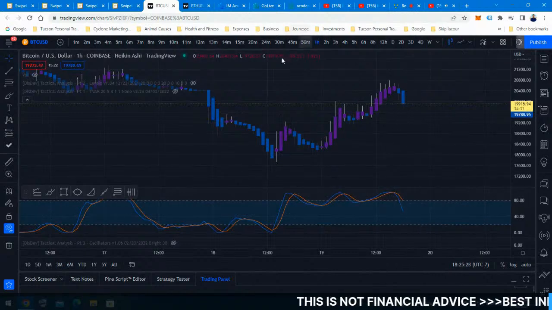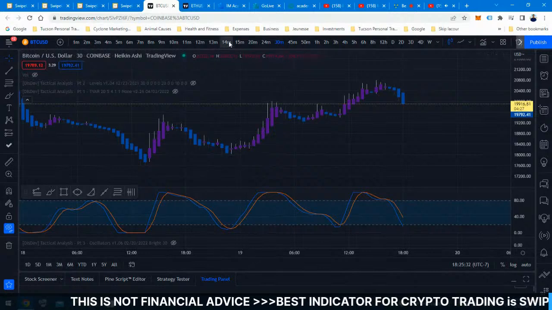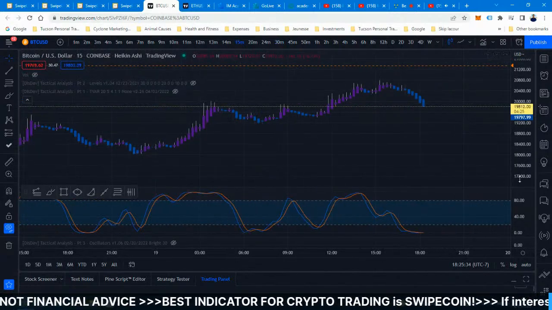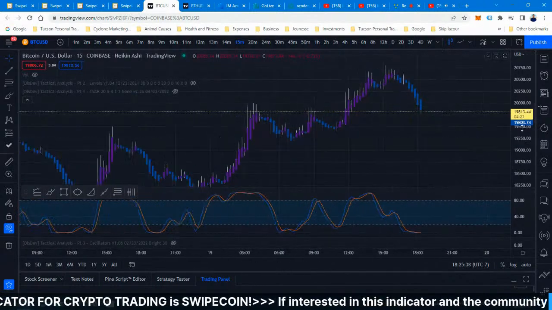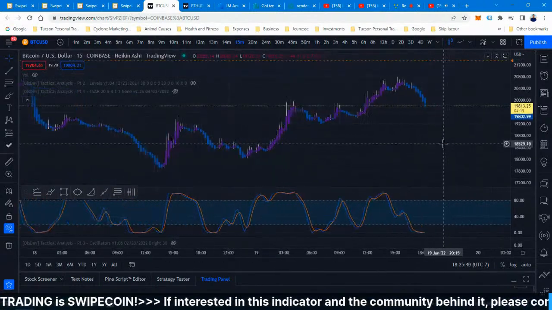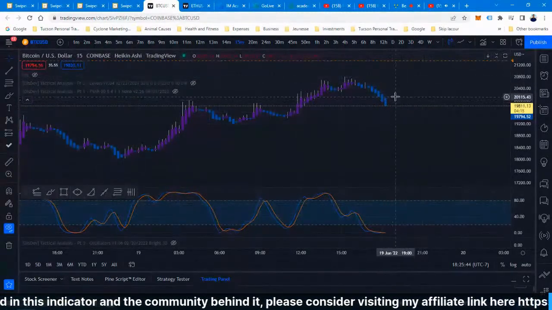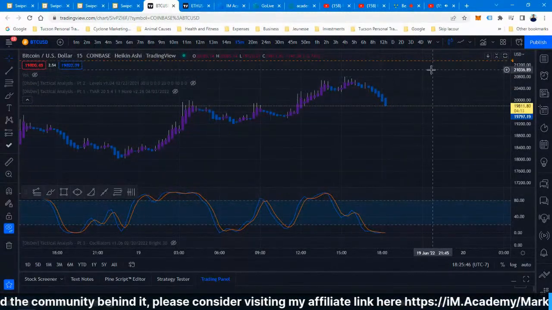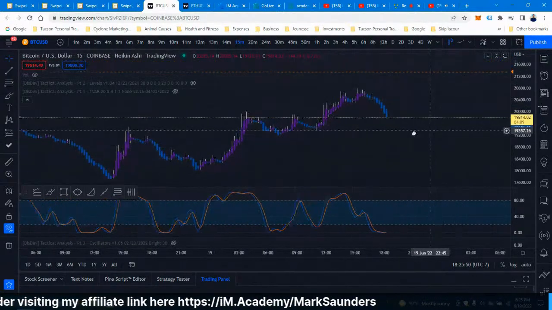Looks like it's coming down. 30 minutes, it's coming down. 15 minutes, it is down. So on the 15 minutes, it's low. But it doesn't mean the price can't keep going down, but it wouldn't be surprising if the price came back up. And, you know, we'll see what happens, but we're watching it on the 15-minute time frame.